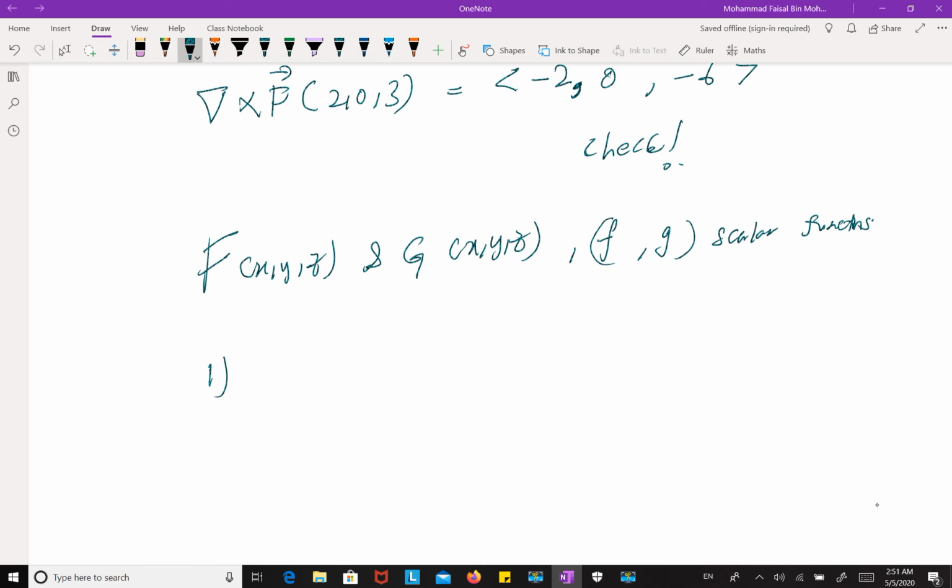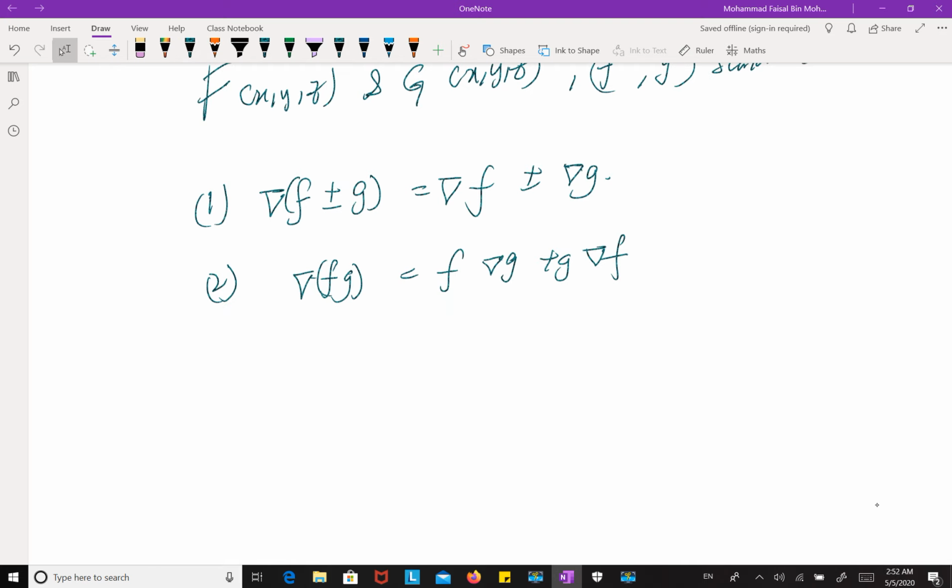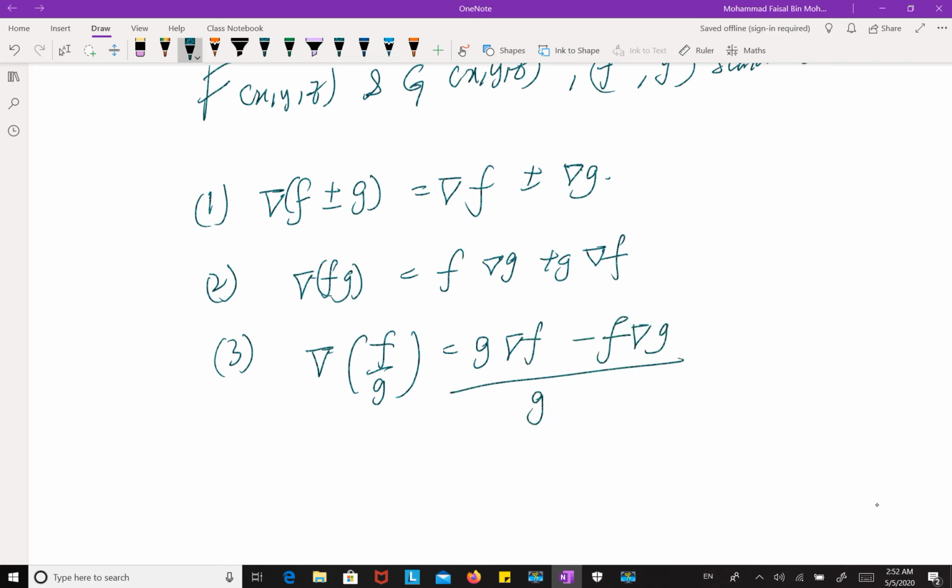Then first one, you have to remember all of this. Del of f plus minus g equals del f plus minus del g. Then number 2, del of fg equals f del g plus g del f. Sometimes you need to know how to prove this. Number 3, del of f over g equals g del f minus f del g over g squared.